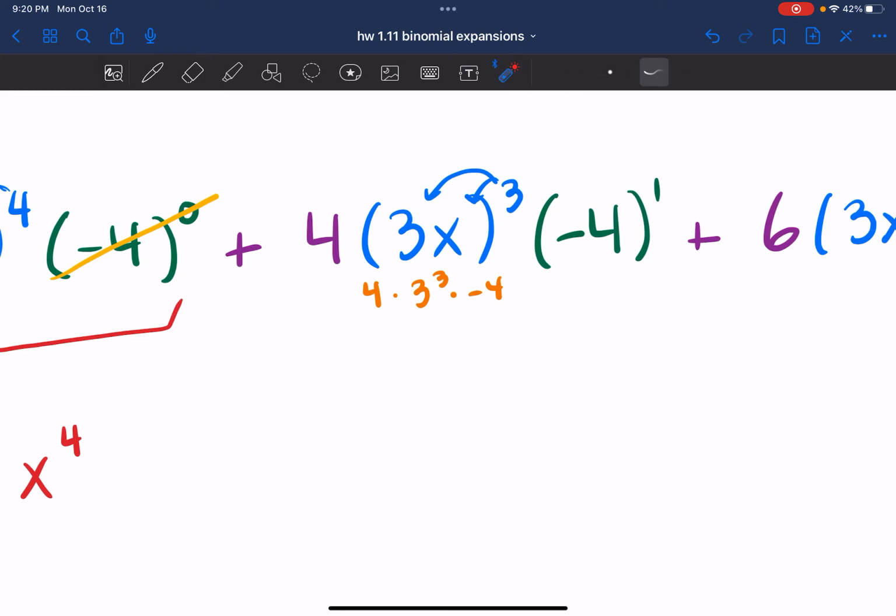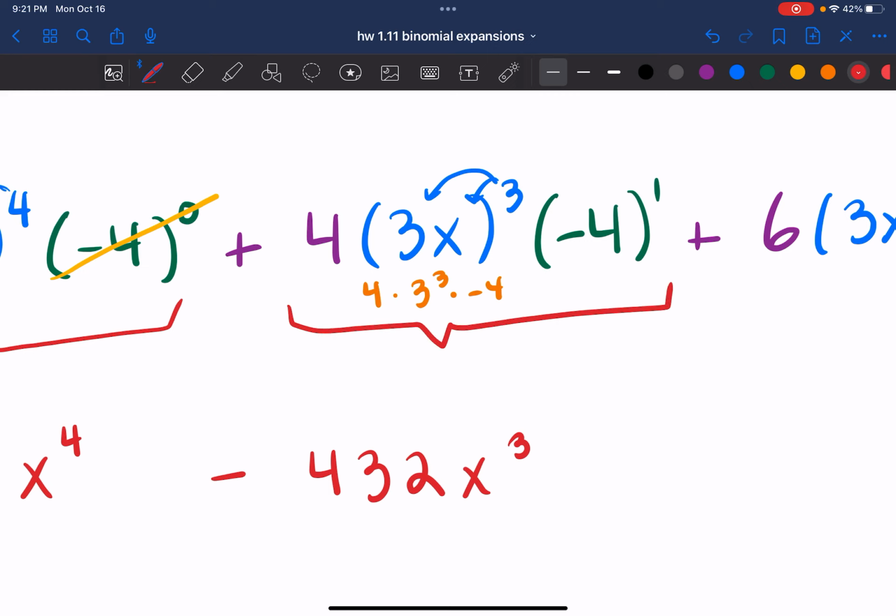So this I'm just going to put into the calculator. I don't want to kind of struggle too much. And I am getting -432. So now next up I'll have -432. And then my variable is x to the 3rd power. So all of this got simplified to that.